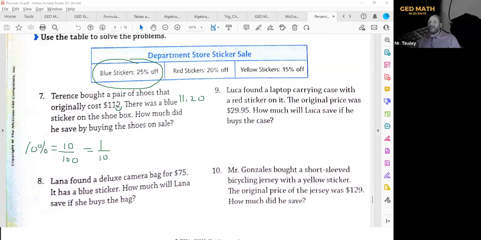So about five people said $4.48. I don't know where the $4.48 came from. But let's go to our calculator.